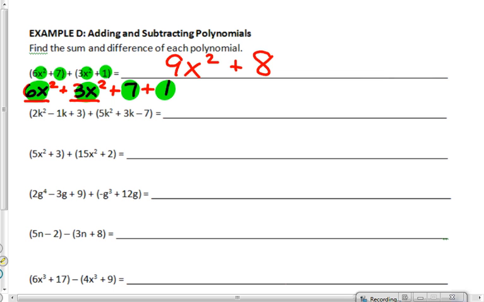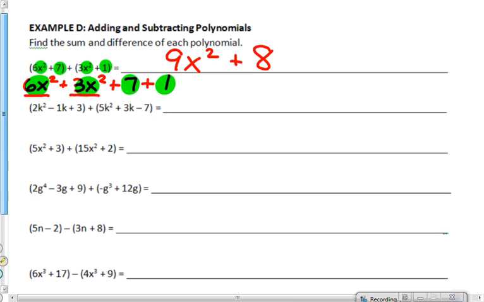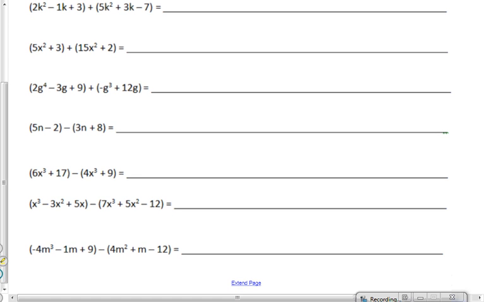However, let's go down to the 1, 2, 3, 4, the 5th one down where I'm putting the star here. Okay? The 5th one down, 5n minus 2 minus 3n plus 8. Let's do that one together. I want you to be careful. Are you ready? So, take what's in the first parentheses and just rewrite it. 5n minus 2. But in the second parentheses, when you're subtracting, you need to take this minus sign and carry it through to both terms.